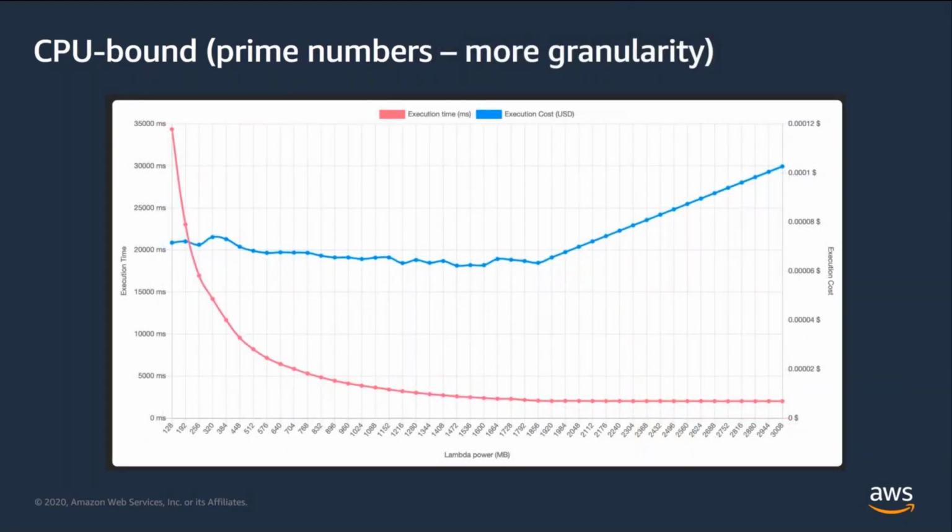This is the same test as the previous graph, but run at 64 megabyte memory intervals, so it increases the granularity of the result. When we increase the power granularity, we can see that we can keep reducing cost and increasing speed up to 1.8 gigabytes. It's 0.5 seconds faster than 1.5 gigabytes for only about 2% of a cost increase.